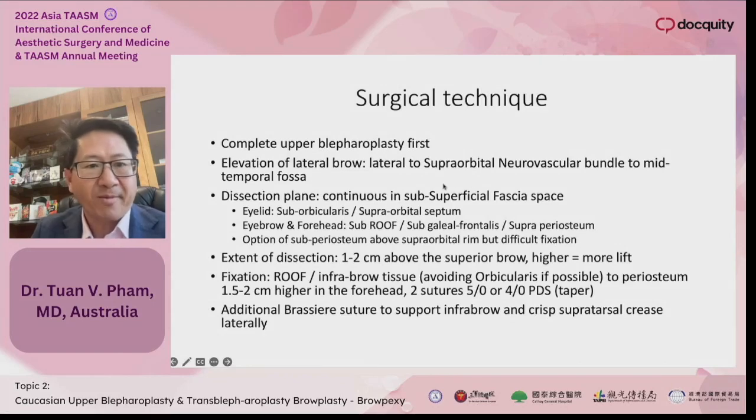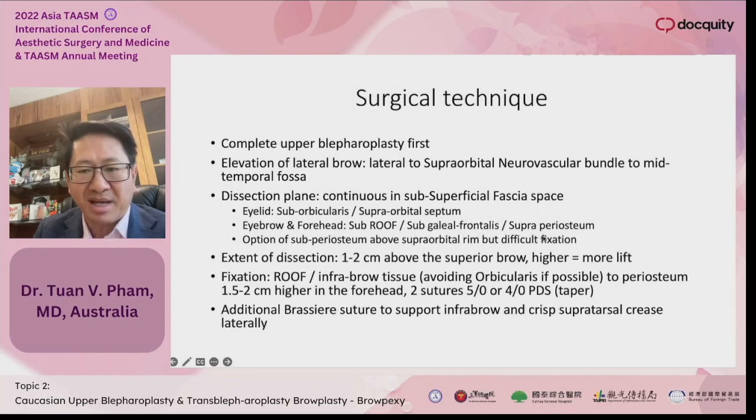So the technique: do the upper blepharoplasty first, then elevation of the lateral brow, lateral to the supraorbital neurovascular bundle, to the mid temporal fossa, and it's about, depending on the level you want, either 1 or 2 centimeters above the brow. The dissection plane is then suborbicularis but supraseptal, so preseptal. And then you go up to the orbital rim, and then you enter the subgaleal space.